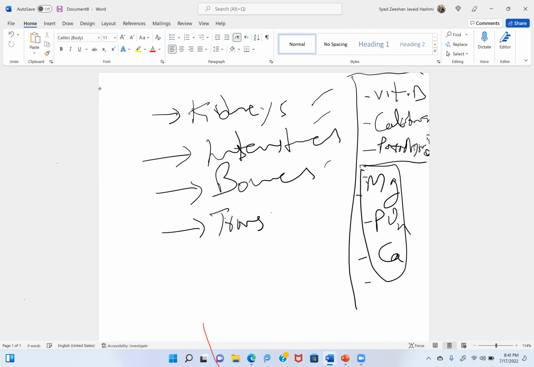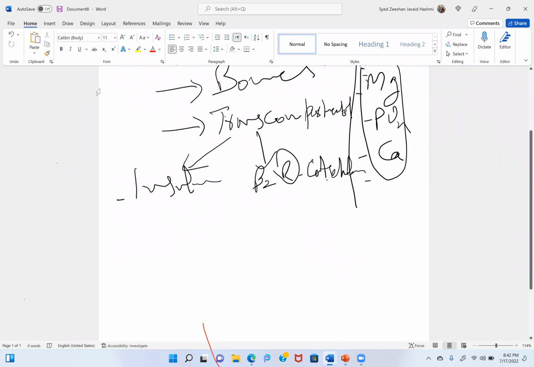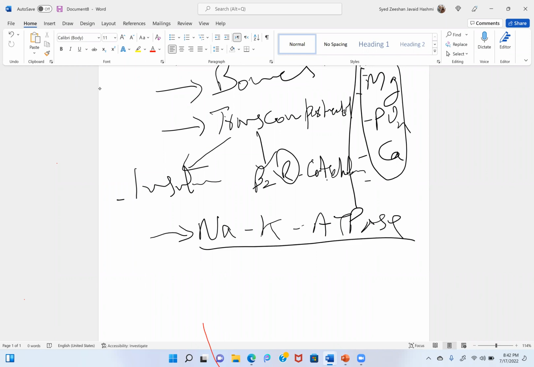Transcompartmental shift. For that, which are important? Insulin, and the beta 2 receptor mediated effect of catecholamines. Anything else? There is something in every cell which is very important to maintain the sodium and potassium balance.